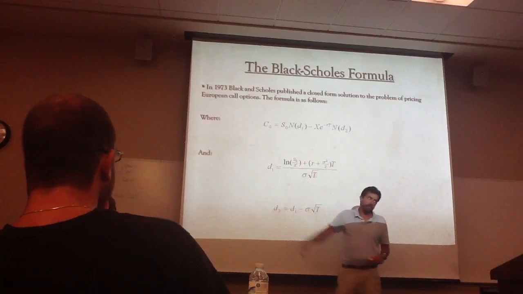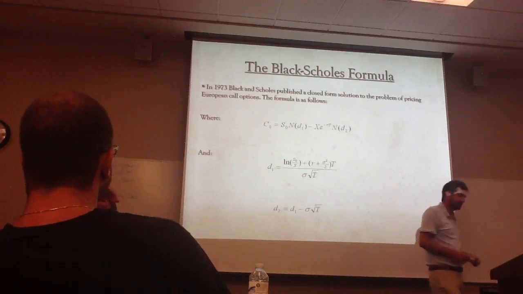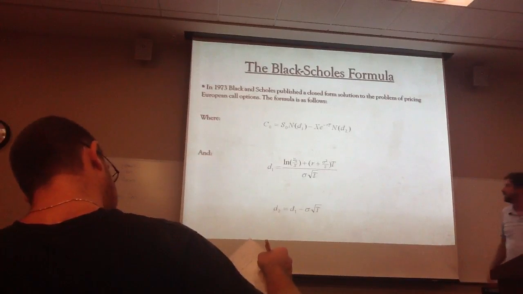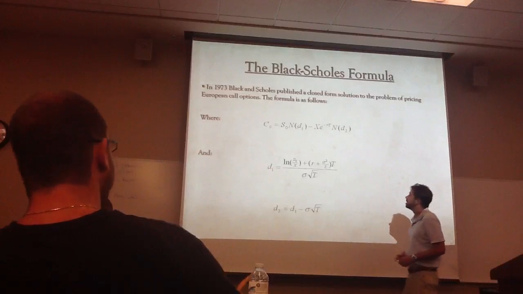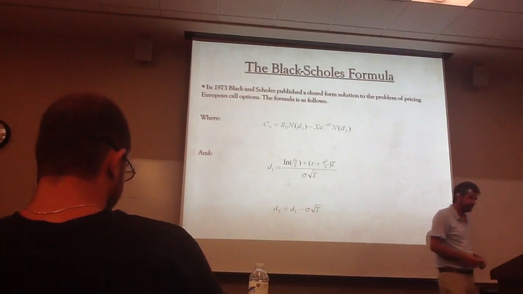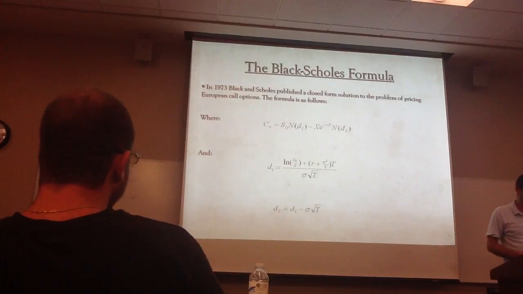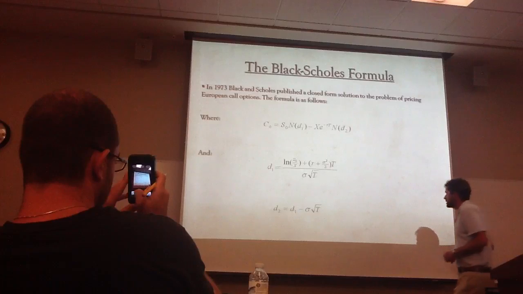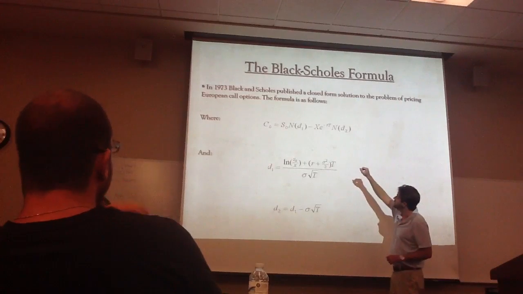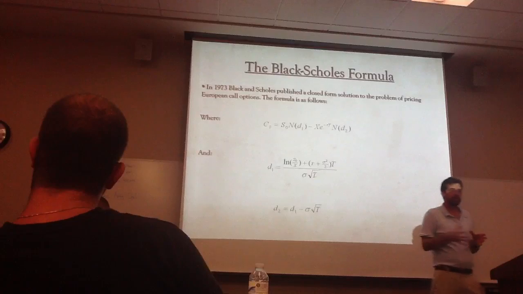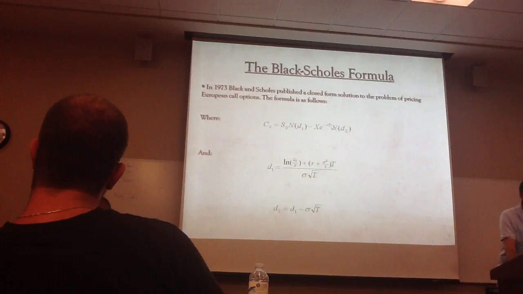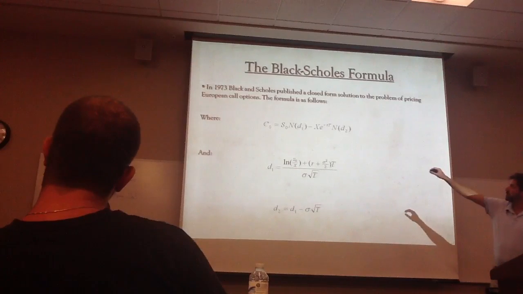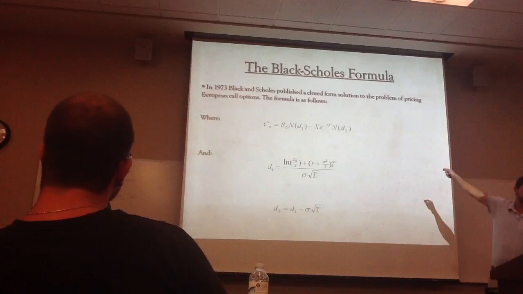All this really says is the call value is equal to the stock value times some probability, and we'll talk about D1 in a second, minus the strike times e to the minus rT. One thing you can see from this is that as time to expiration decreases, as t becomes 0, we're multiplying r by 0, and so this whole formula reduces down to essentially stock minus strike.